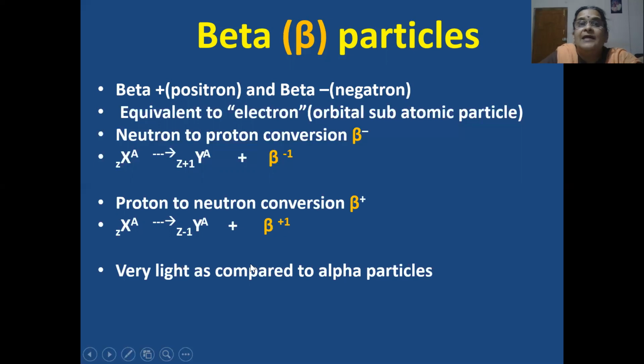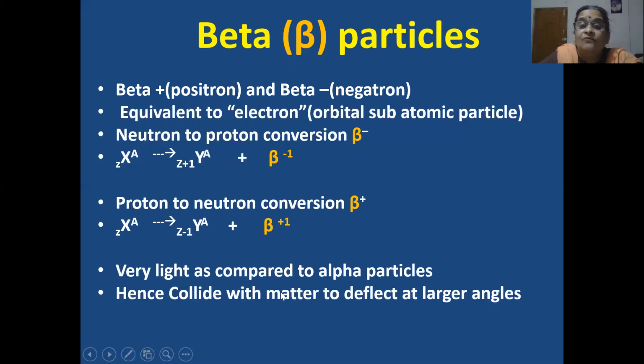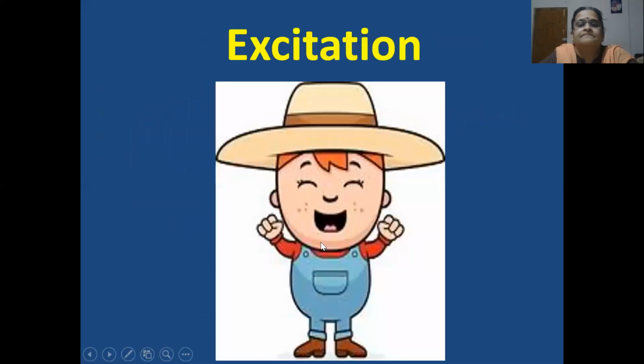And they are very light as compared to alpha particles, and their mass is negligible. Because of this, they will collide with the matter and deflect at large angles. They follow a tortuous path, and their energies are very variable. They do not have only discrete energies; it's a continuous spectrum of beta particle energies.